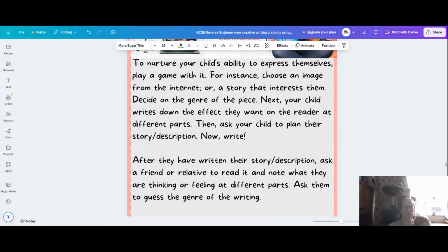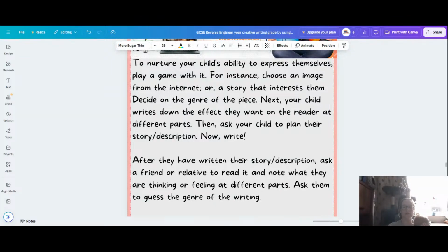So to nurture your child's ability to express themselves, play a game with it, for instance, choose an image from the internet or a story that interests them, and decide on the genre of the piece. Next, your child writes down the effect they want on their reader at different parts. Then ask your child to plan their story description and then write. After they've written their story description, ask a friend or relative to read it and note what they are thinking or feeling at different parts. Ask them to guess the genre of the writing.